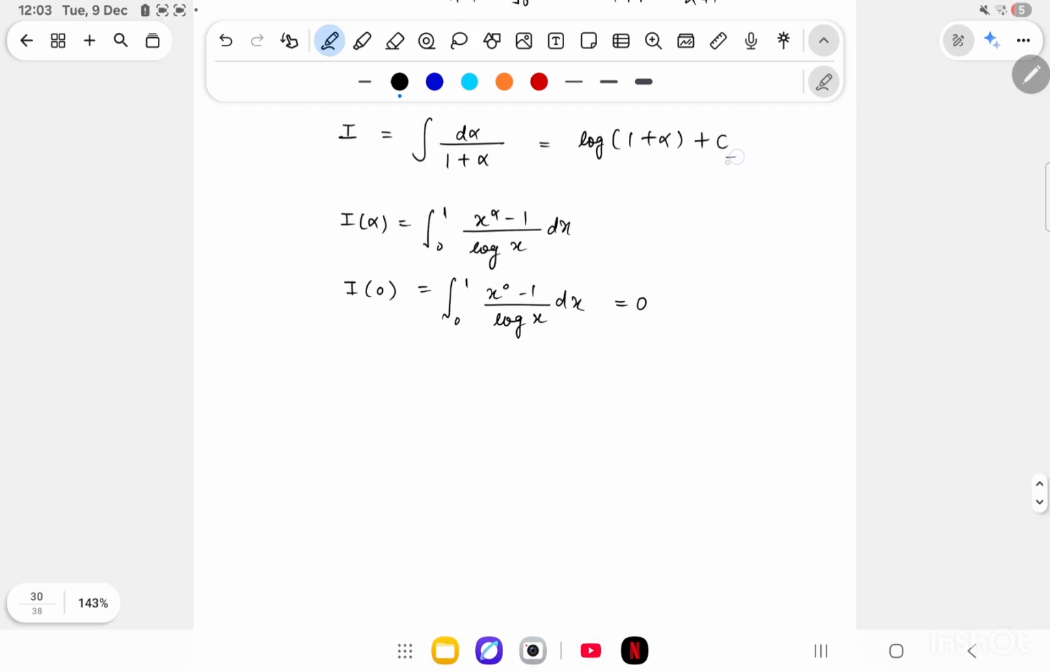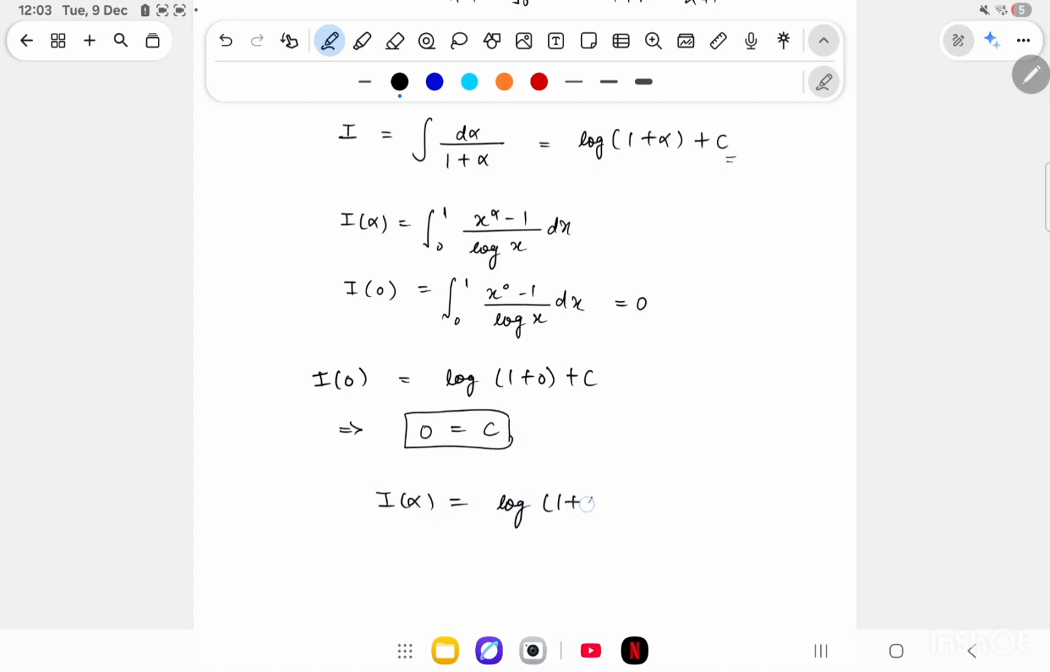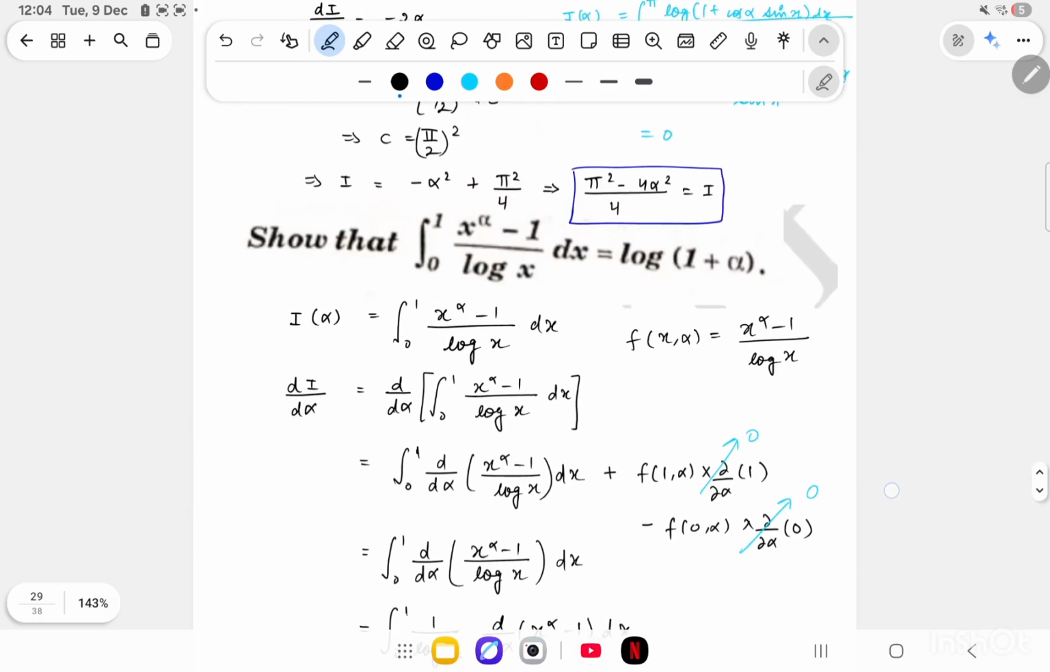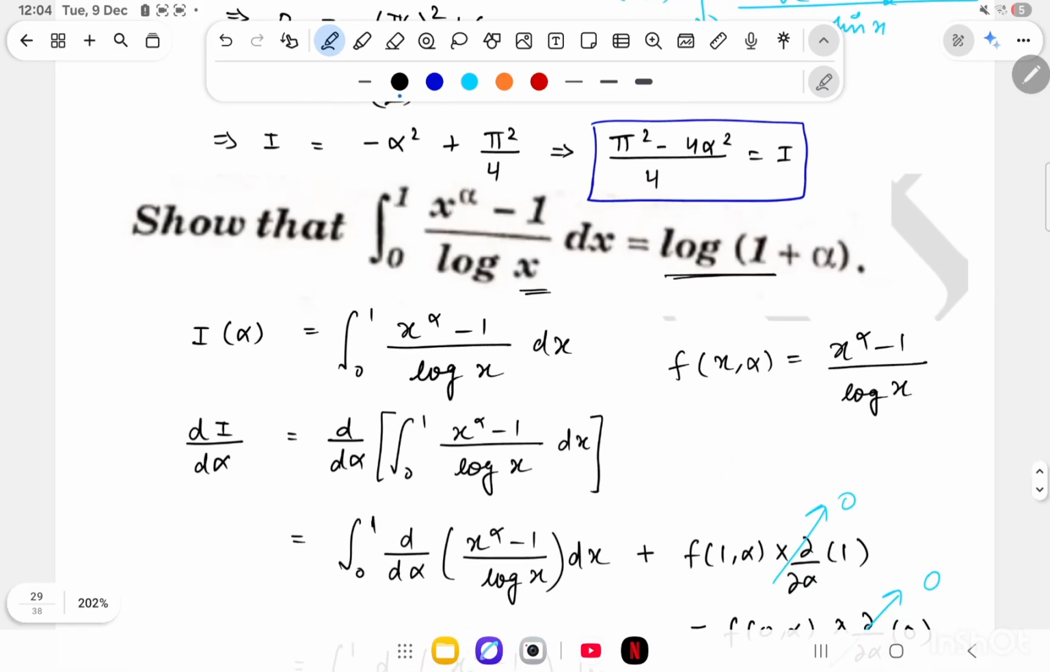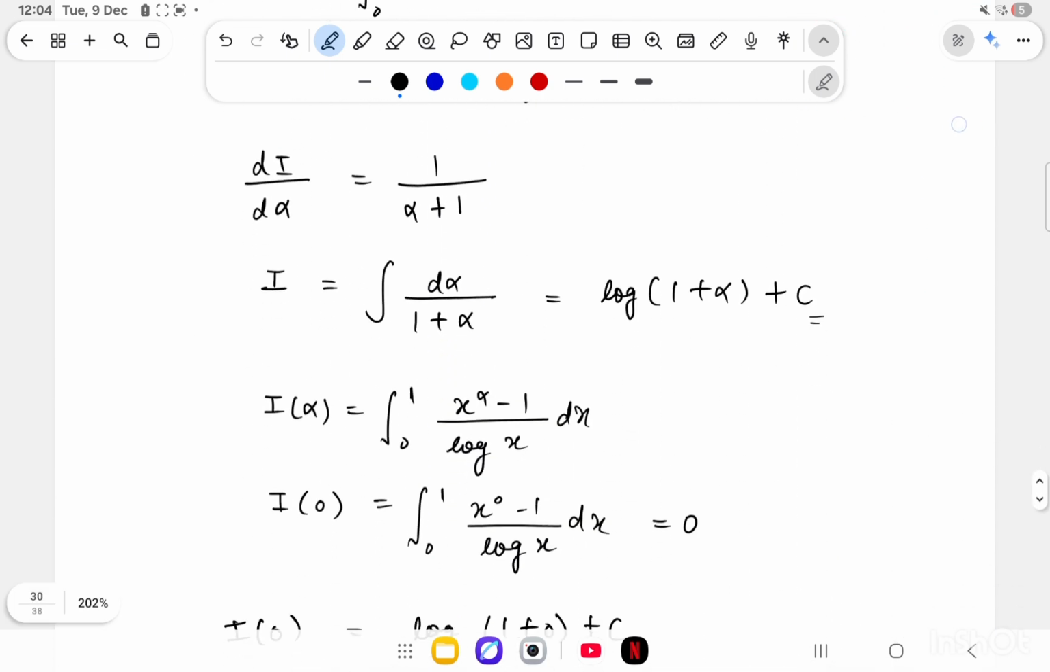Now we can use it here. I of 0 will be equal to log(1 + 0) plus c, and so from here we get 0 equals c. So our I of alpha will be equal to log(1 + alpha), and that's exactly what we were supposed to show. We were supposed to show that this integration, which we assumed as I of alpha, is equal to log(1 + alpha). So this completes our question. Now we'll move on to discuss the next question.